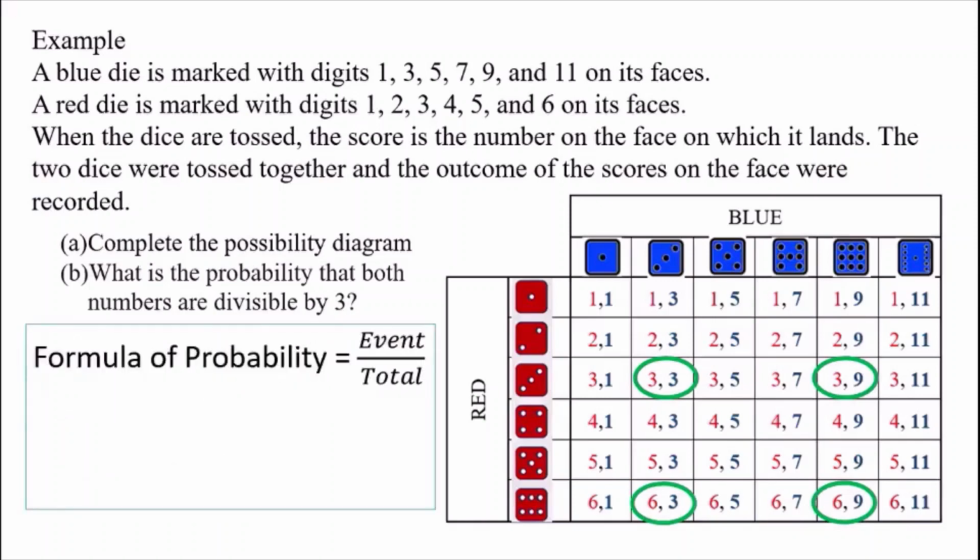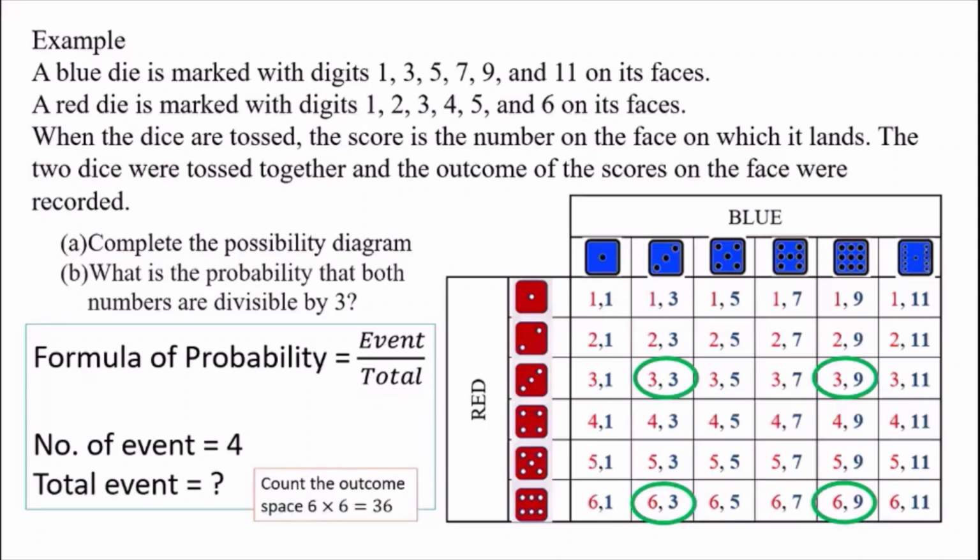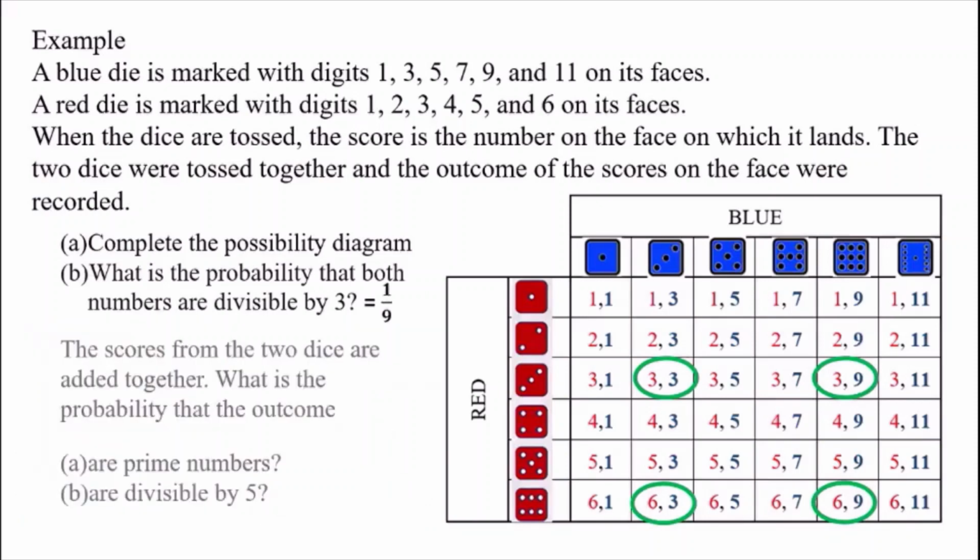Going back to the formula, probability is a fraction of the number of events over total events. There are 4 events. What is the total event? The total event is the combination of all possible outcomes, which is in the outcome space. With 6 rows by 6 columns, there are 36 possible combinations of the outcome, which means the probability of both digits being divisible by 3 is 4 over 36. Lowest term, 1 over 9.